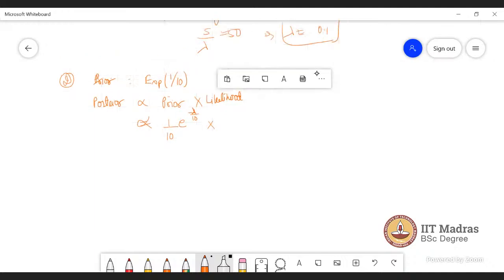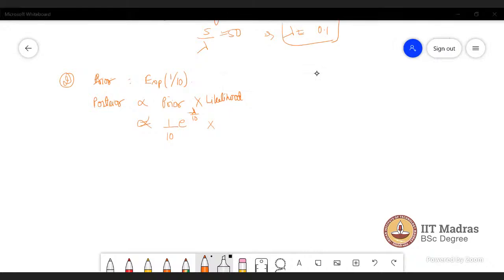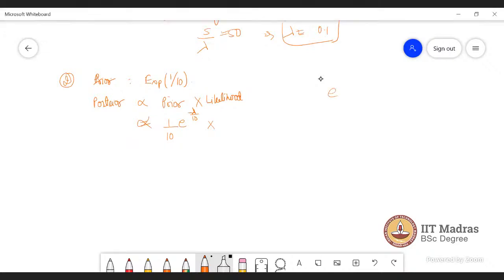I have a question here. Here lambda equals 1 by 10, right? So why are we again writing e to the power minus lambda x? Should it be minus x by 10?